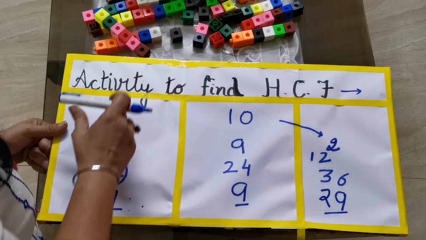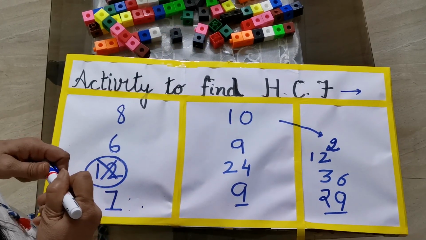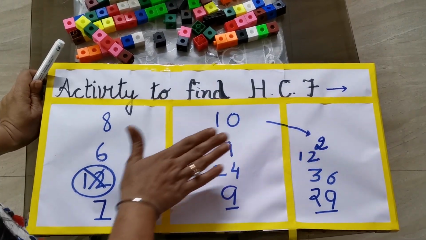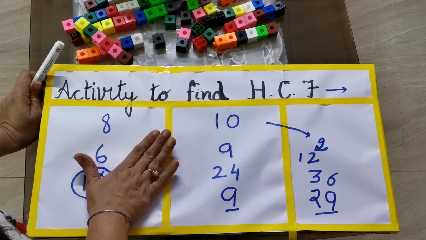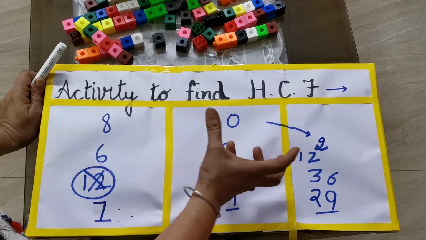I hope you have understood this concept, and the activity is also quite easy. You have to reduce from the bigger number, but keep it in mind, where you have the smaller number, you will not touch the blocks of that category. You will be taking out from the bigger number.